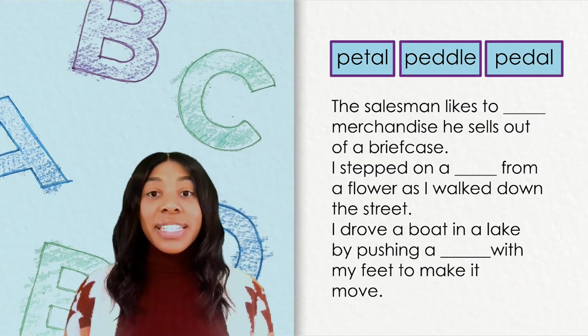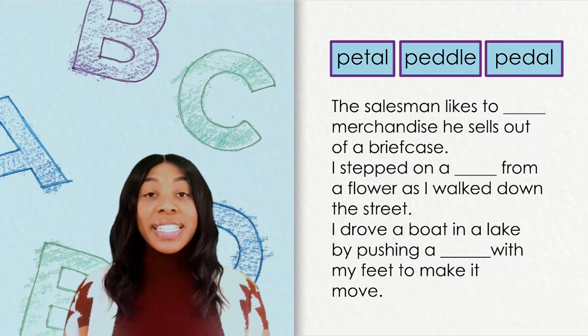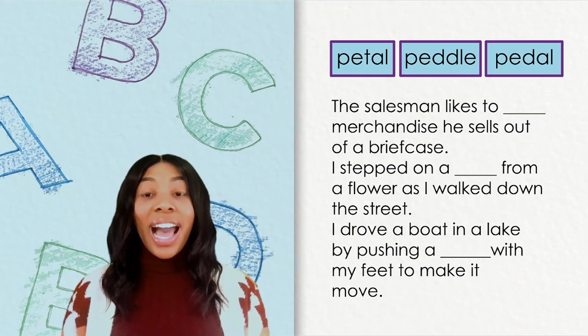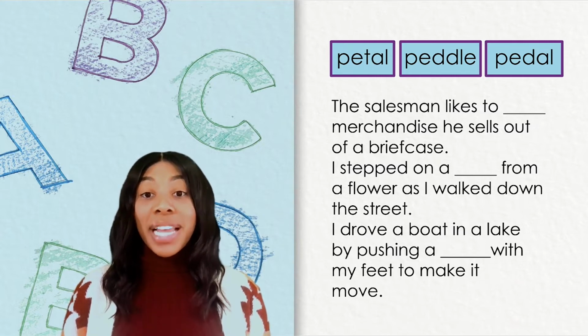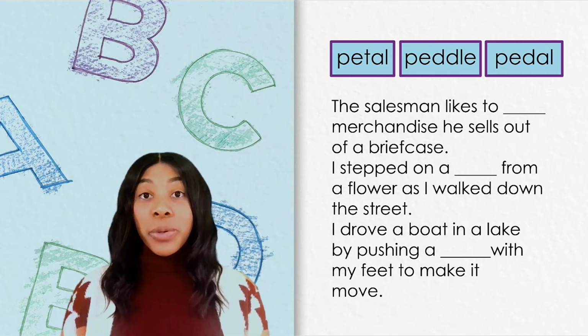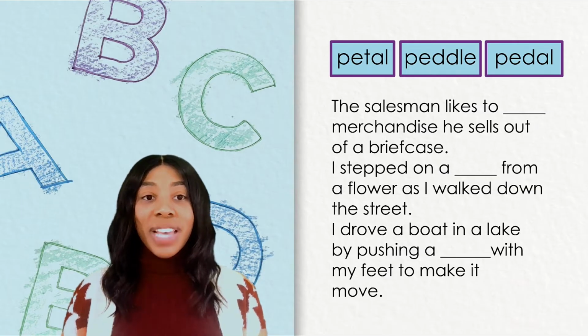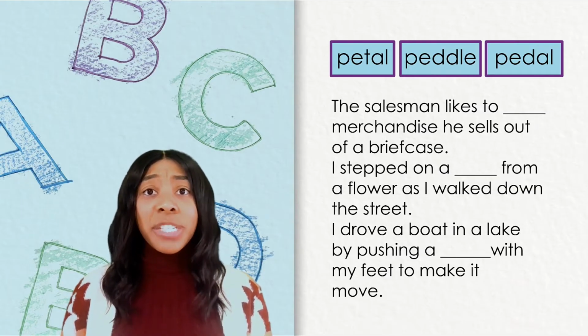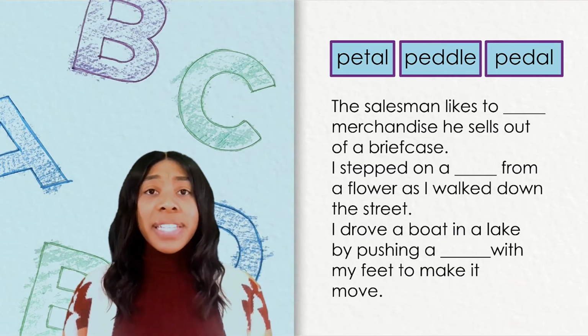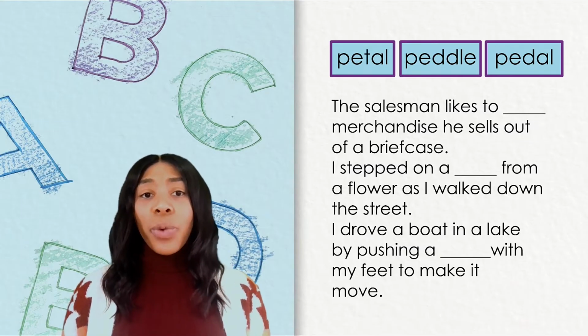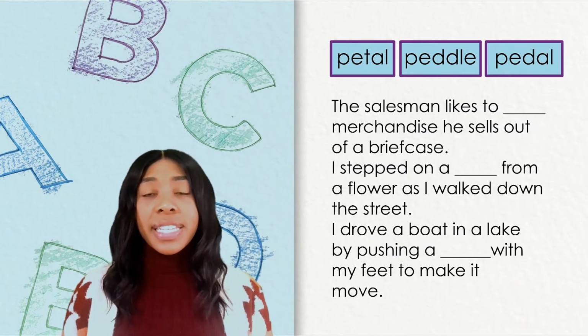The salesman likes to blank merchandise he sells out of a briefcase. I stepped on a blank from a flower as I walked down the street. I drove a boat in a lake by pushing a blank with my feet to make it move. Can you help me figure out which pedal belongs in each blank? The first blank seems to be about someone selling items. Which pedal do you think makes the most sense here?